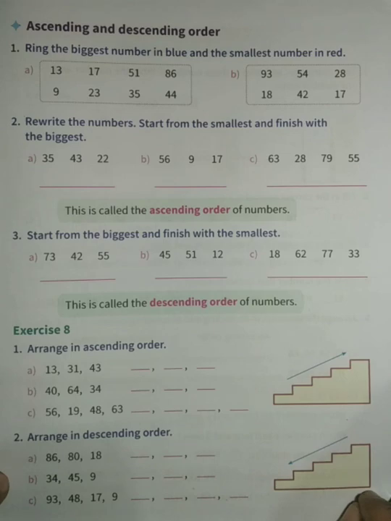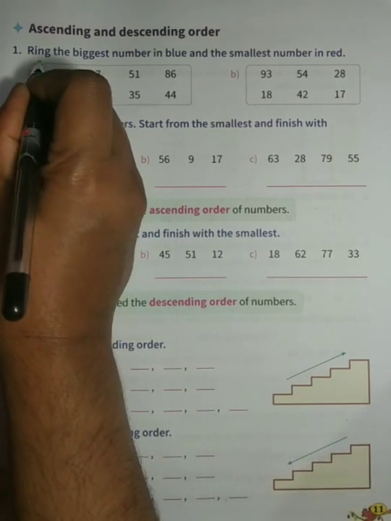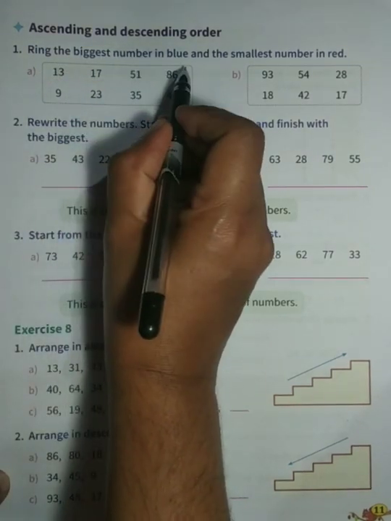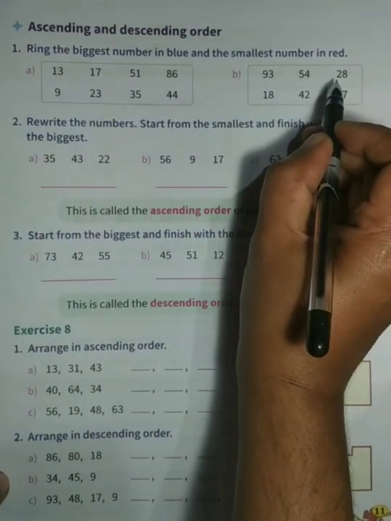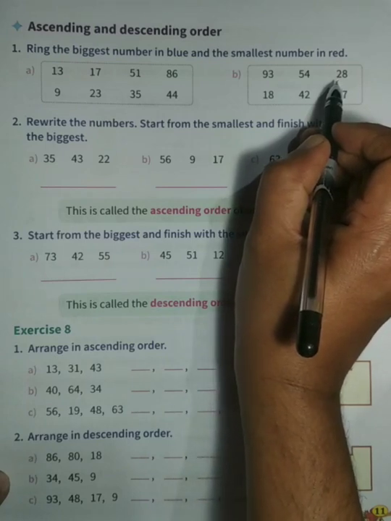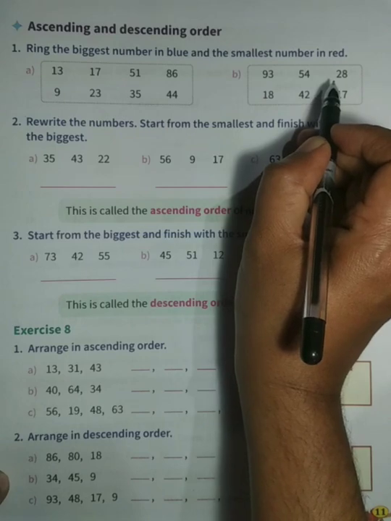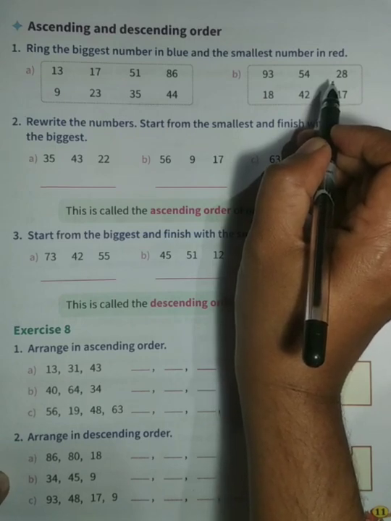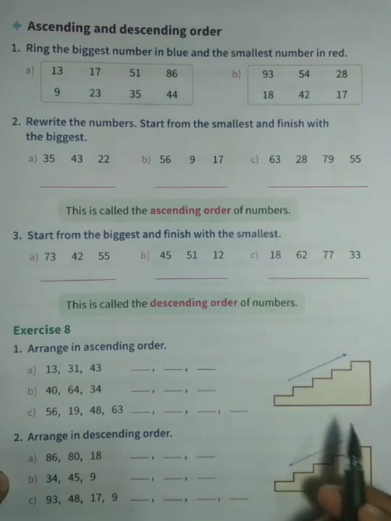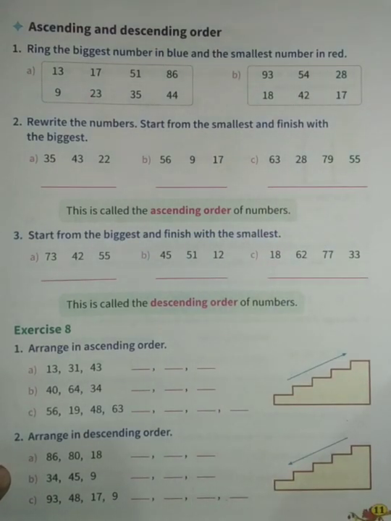To understand better, we shall do the exercise. The first one here, ring the biggest number in blue and the smallest number in red. Before I start off with coloring or circling it with pen, I want you all to do it with your color pencils or sketch pen, children. And after this, you shall be writing in your pencils. You shall not use pen to write. I am using the pen just for the visibility, clarity of writing. Okay? So shall we continue?